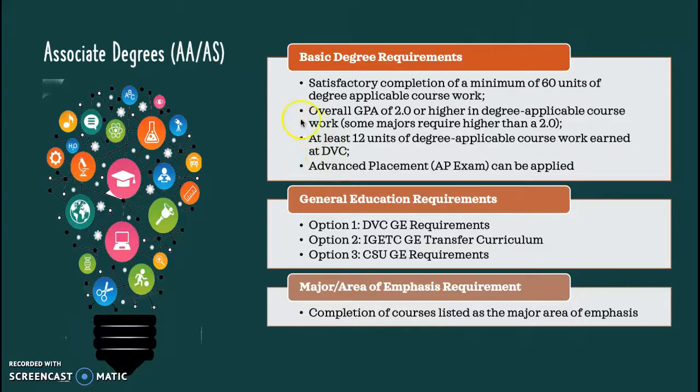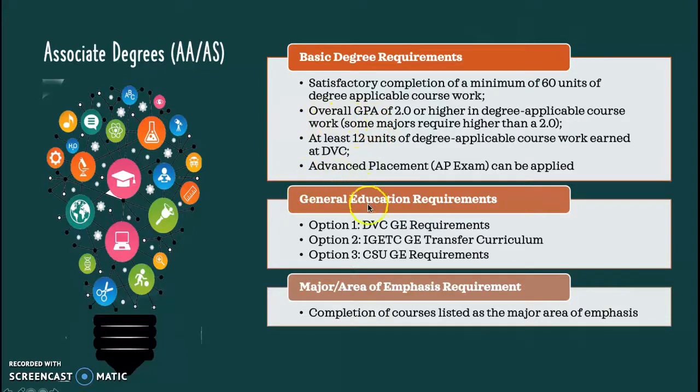If you took an advanced placement or AP exam and received a score of 3 or better, your advanced placement can be used and applied towards your associate's degree. You will need to submit the official scores from the College Board website to DVC's Admission and Records Office, and then request an evaluation appointment with the counseling department.